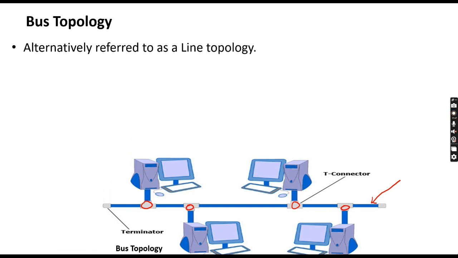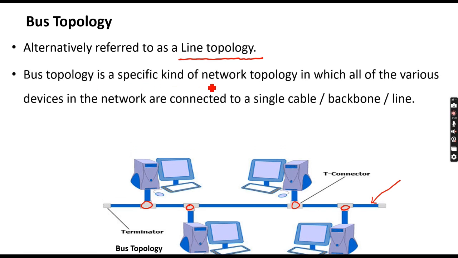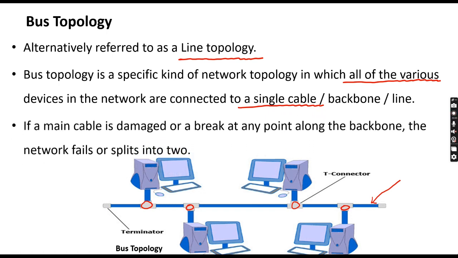Alternatively it is referred to as a line topology, and bus topology is a specific kind of network topology in which all the devices in the network are connected through a single cable, considered the backbone or the line cable. A very important point: if the main cable is damaged or broken at any point in the backbone, it is going to fail your network completely. If it breaks from here, it will split into two. This is the major point. Also, with T connectors and the coaxial cable, the speed will be very low.